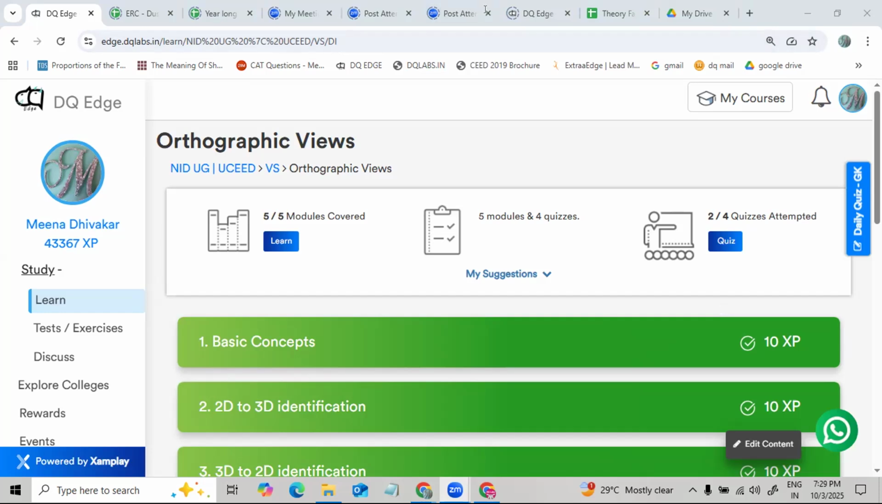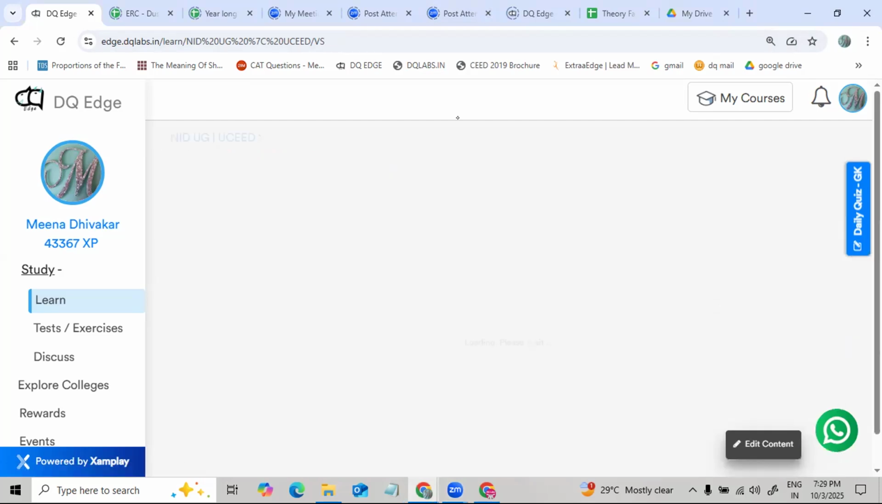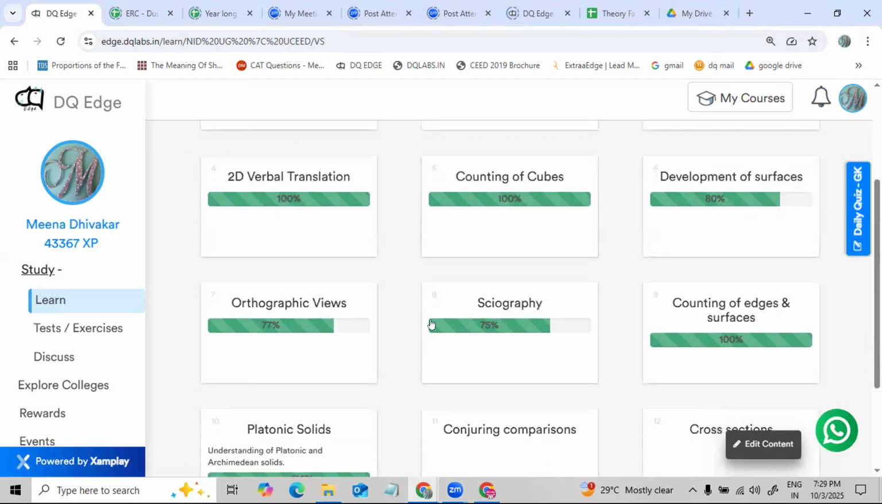So there are three more topics left, which are geography, counting of cubes, and solids. I'll do these maybe next week, last May, this schedule. I'll do that class. Is it fine? Only these three topics. Okay?